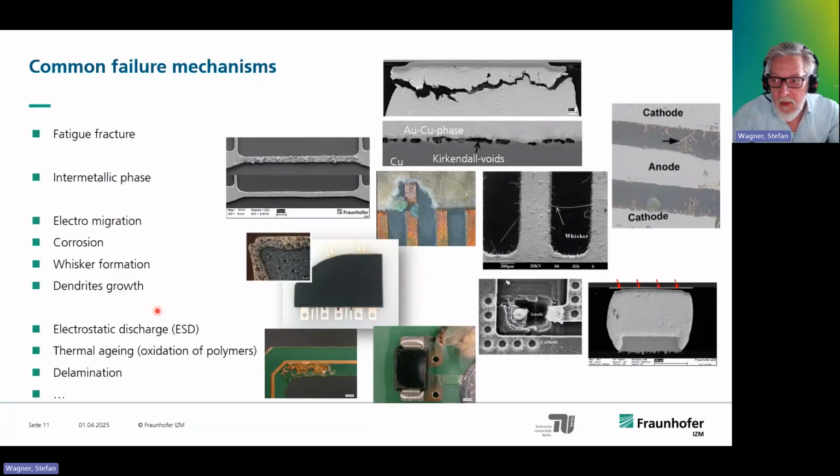Further failure mechanisms are fatigue stress, intermetallic phase, electromigration, corrosion, whisker formation, which you see here, dendrites grow, and electrostatic discharge, thermal aging and oxidation of polymers, and delaminations.